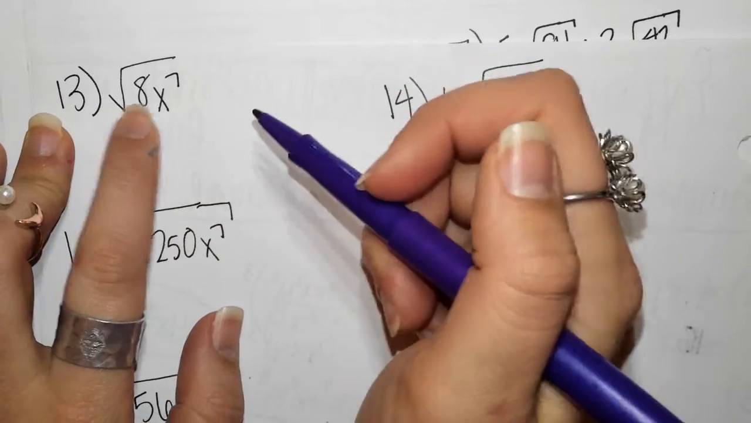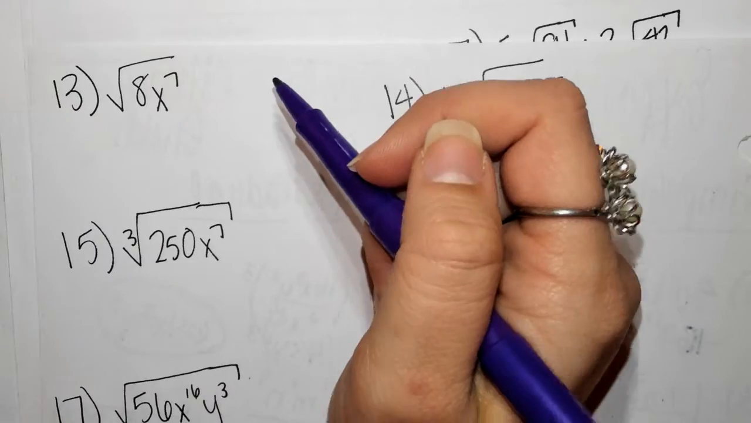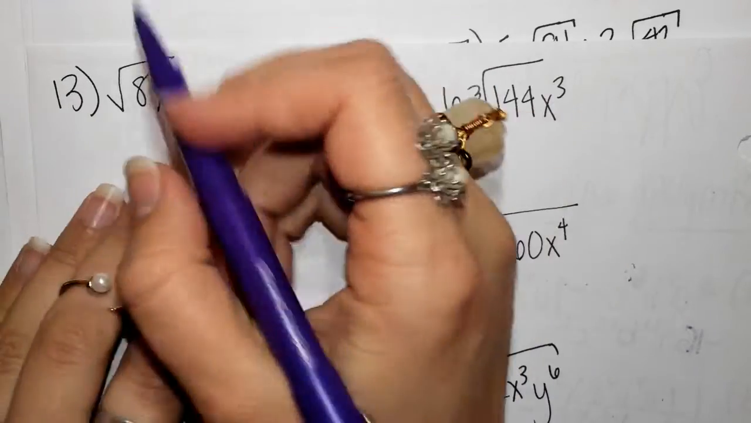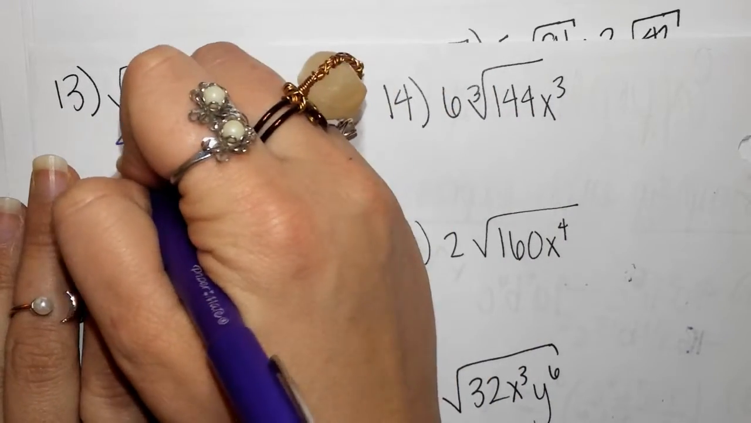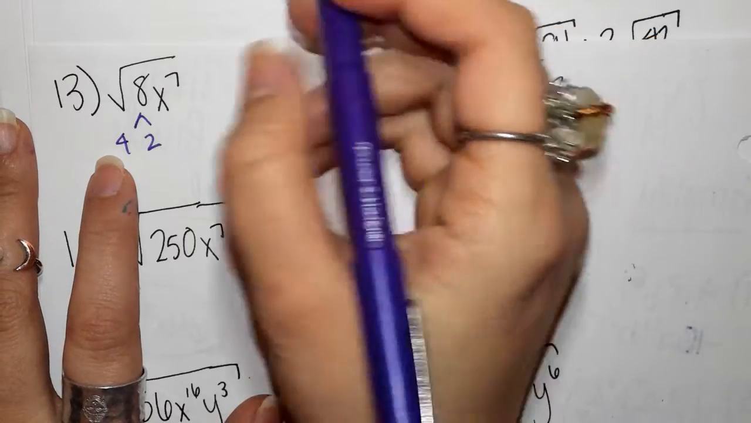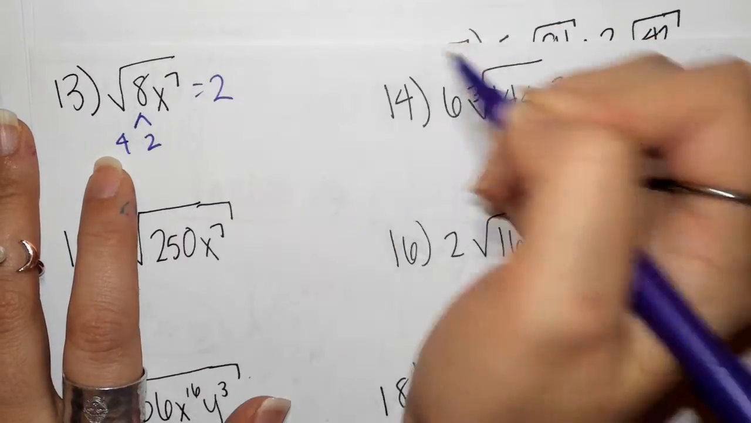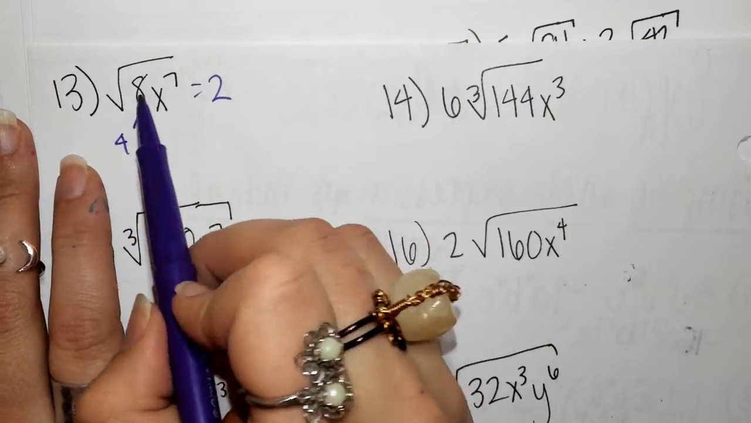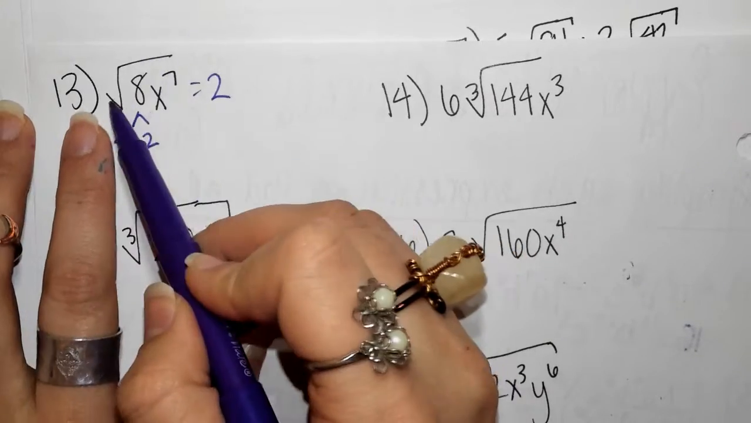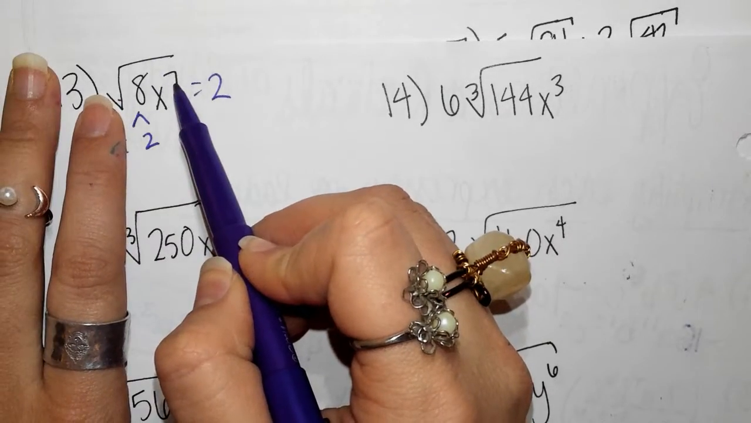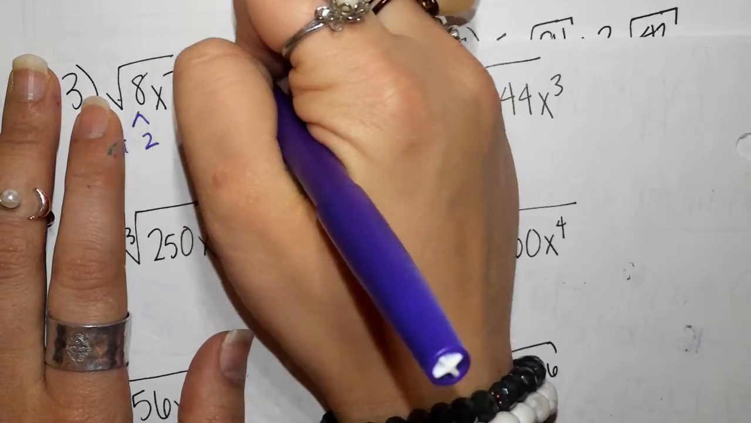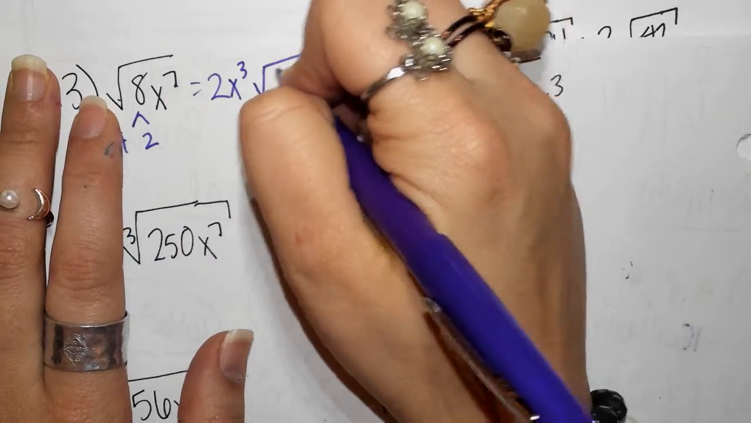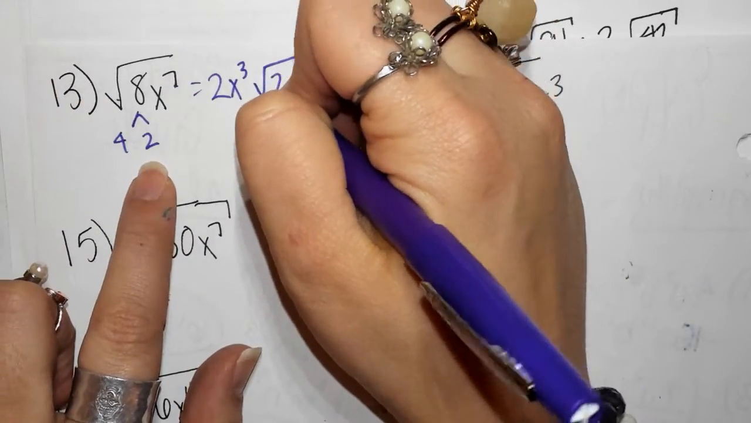Alright, so we're looking at the square root this time, right? So we need the biggest perfect square. What's the biggest perfect square that goes into 8? So it's 4 and 2. Alright, what's the square root of 4? 2. Now, what is the index right here? So 2 goes into 7 how many times? 3 times. With how many left over? With 1 left over in this 2.